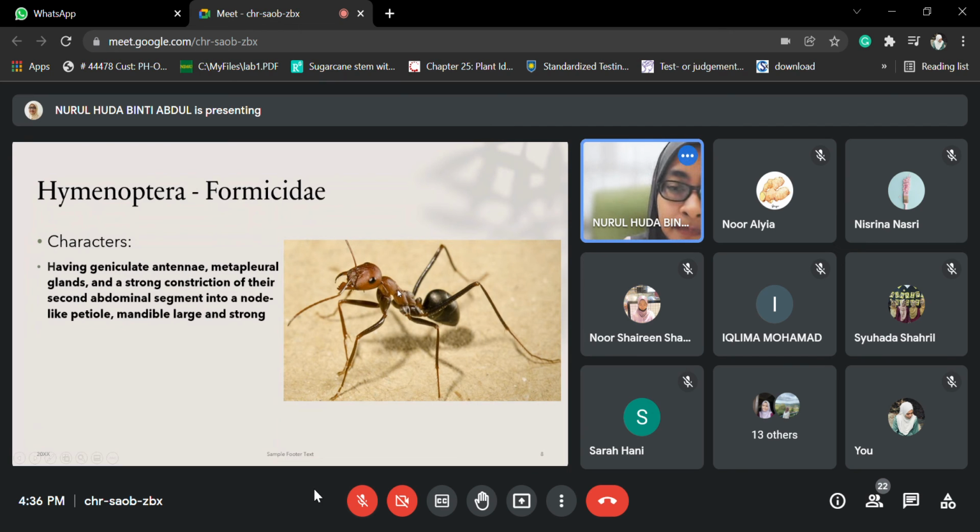Okay, other things? Kaki dia macam panjang. Yes, long and slender. You can say long, thin, kurus, long and slender. You can say the type of leg ni nampak dia sama je, kaki depan, tengah, belakang. There is not much modification, dia untuk crawling, untuk jalan.